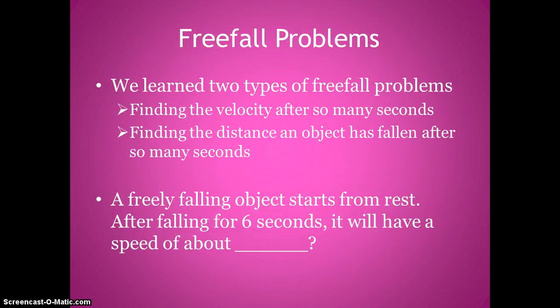Free fall problems. We learned in the gizmo how to do two types of free fall problems. One, find the velocity after so many seconds, and two, find the distance an object has fallen after so many seconds. Here's a sample, see if you can do it. A freely falling object starts from rest. After falling for 6 seconds, it will have a speed of about how much?